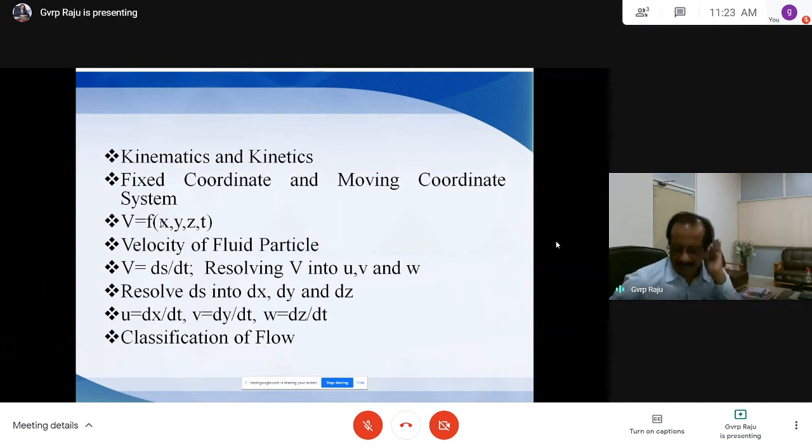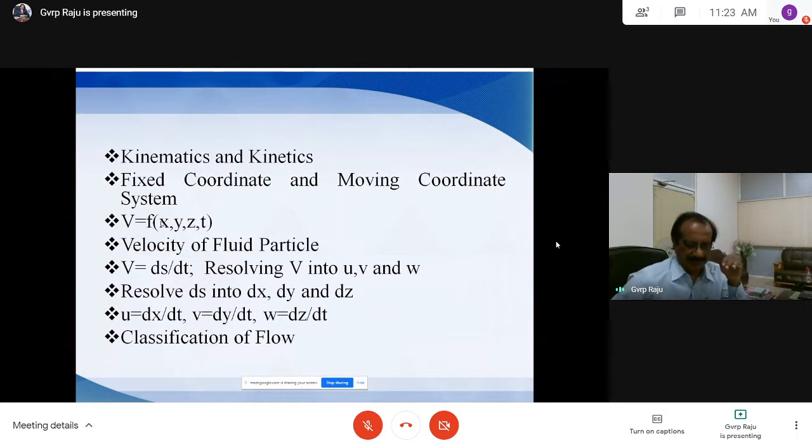We have two systems here: one is the fixed coordinate system and the other is the moving coordinate system. Fixed coordinate system means the coordinate is not moving. In the moving coordinate system, the coordinate is moving, which is not necessary at UG level. In the fixed coordinate system, the X, Y, Z axes are fixed, not moving. Moving coordinate means the X, Y, Z axes are also moving. So take a simple example.